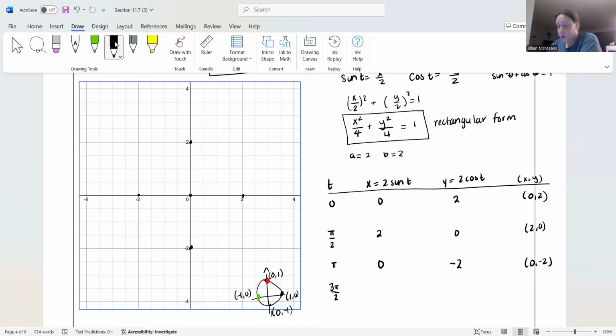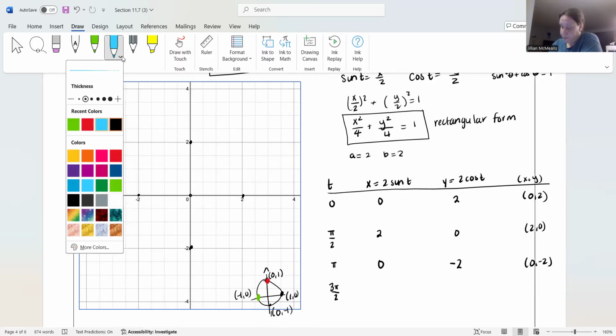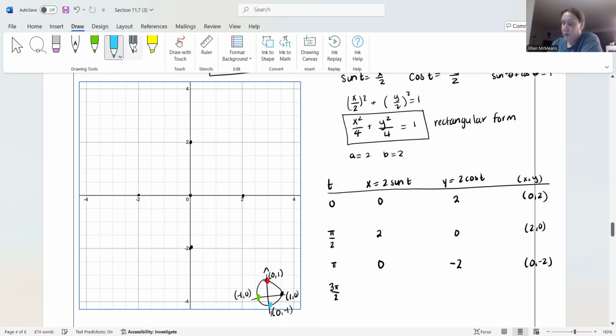And then for 3 pi over 2, that's going to be this point down here in blue. Sine of 3 pi over 2 is negative 1. Negative 1 times 2 is negative 2. And then cosine of 3 pi over 2 is 0. 2 times 0 is 0. So we get the point negative 2, 0.